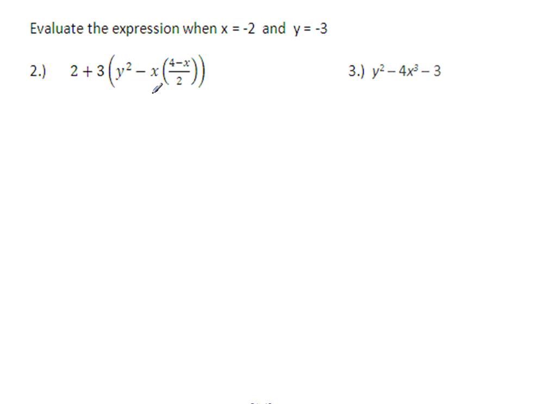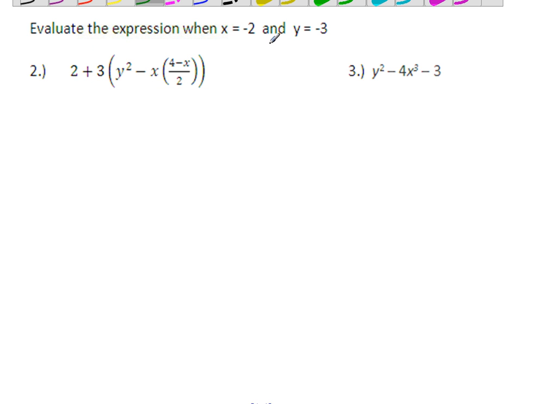A couple more here. In this problem, at first glance, it looks like you want to group this 2 and this 3 together. Please resist the urge to do that. You need to do all of this first, and the last thing you're going to do is add the 2 to the answer. Okay, a very common mistake is to group that 2 and 3 and make it a 5.